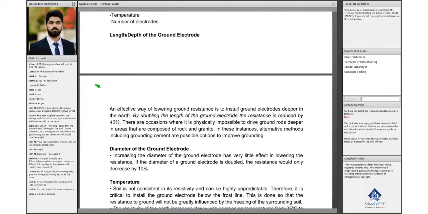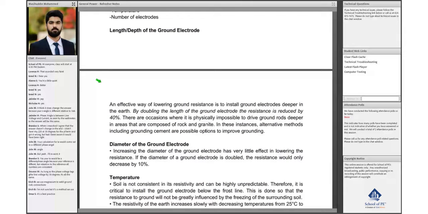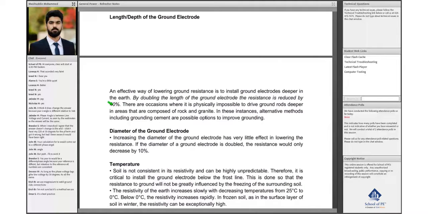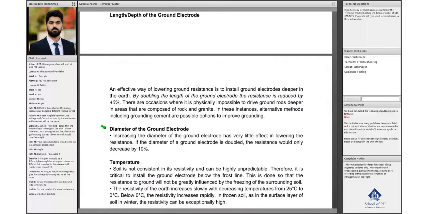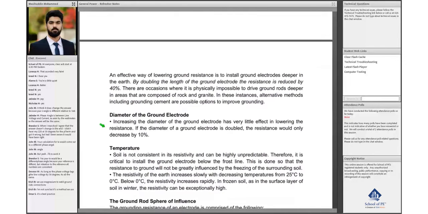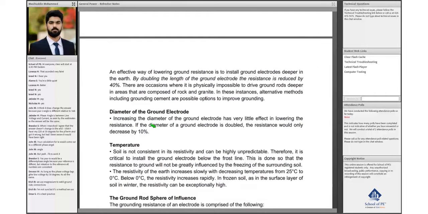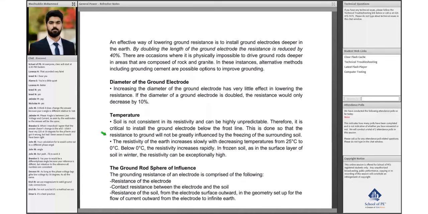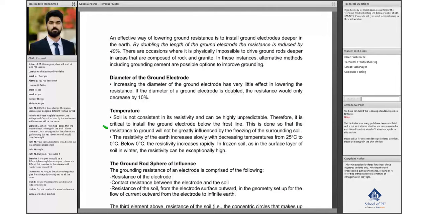So let's look at how each one of the factors affects the grounding resistance. The first one was the length and depth of the ground electrode. An effective way of lowering the ground resistance is to install these ground electrodes as deep as possible into the earth. It says that by doubling the length, we are basically achieving 40% lower grounding resistance. That has a very big impact on the resistance values. Diameter doesn't play that much of a role. Increasing the diameter only reduces the resistance by 10%.